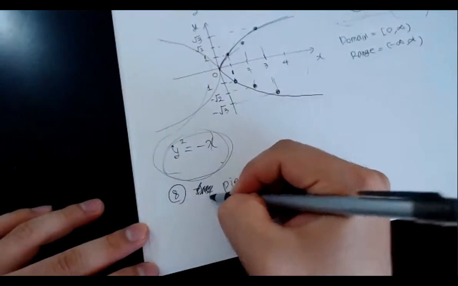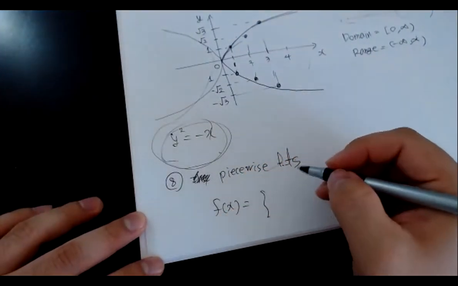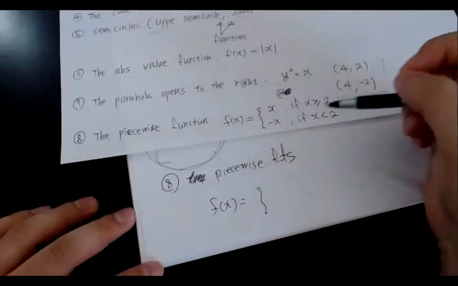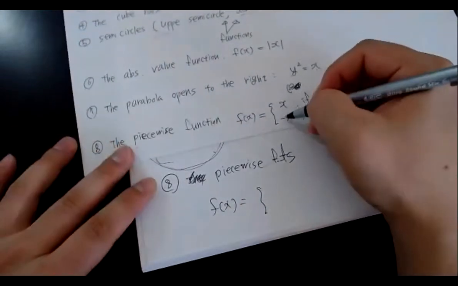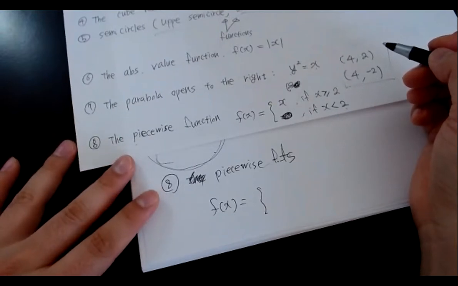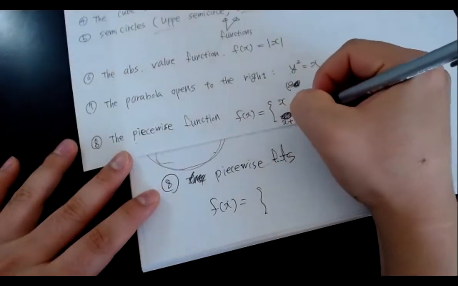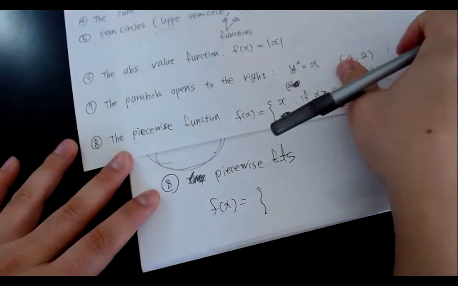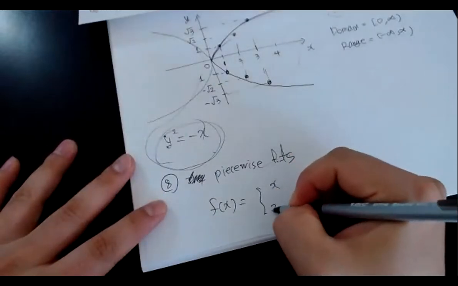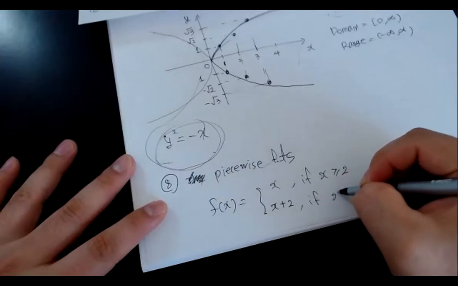Okay, so now the last one, piecewise function. The example is this: f of x is equal to x. In the objective, I just put x and negative x, but let me slightly change it: x and x plus 2. So x if x is greater than or equal to 2, and x plus 2 if x is less than 2.